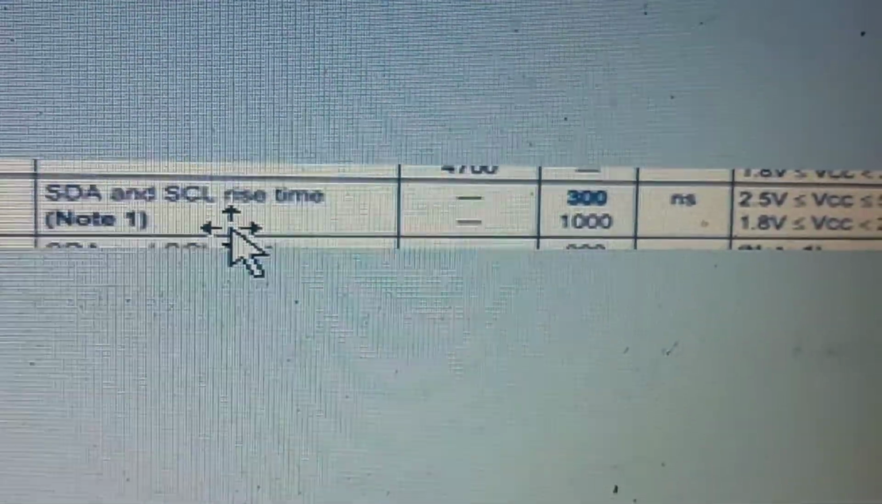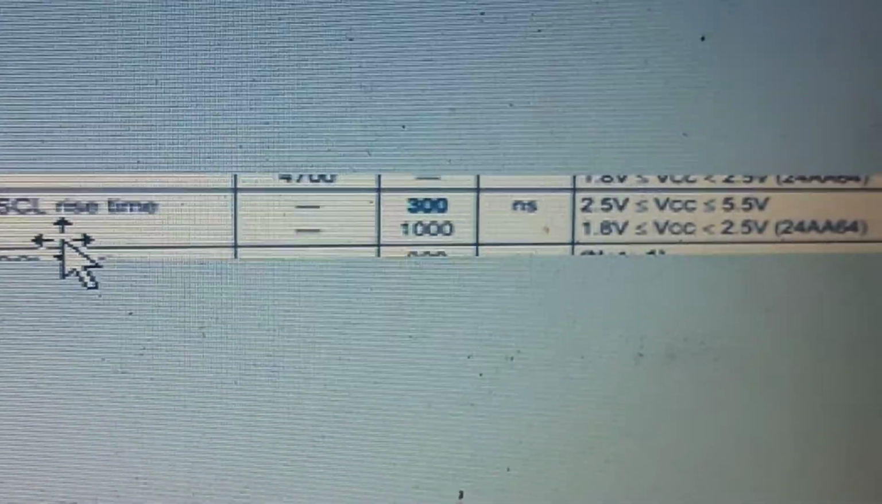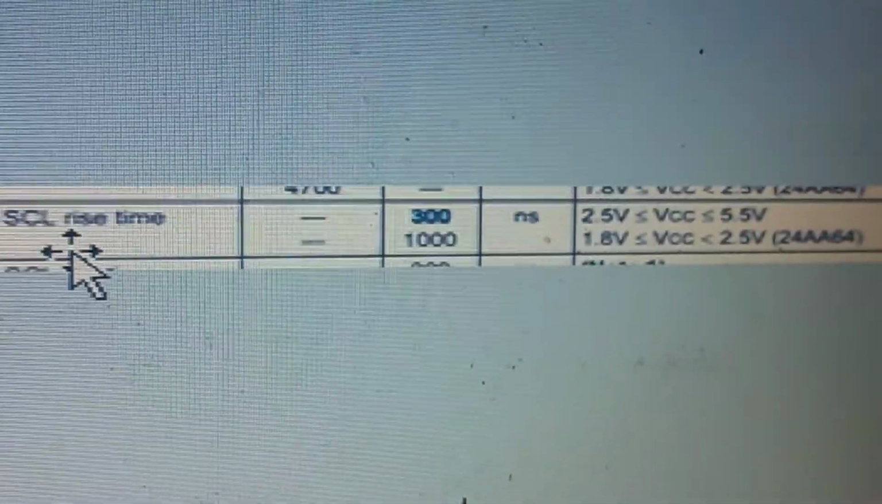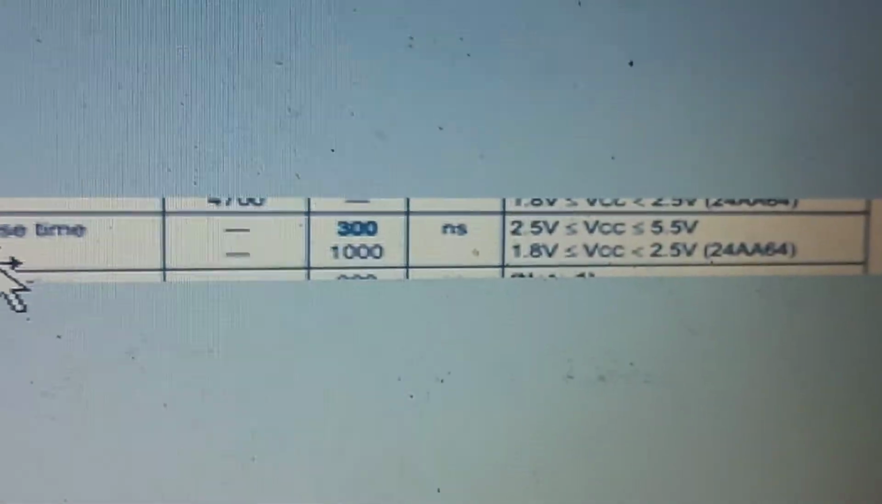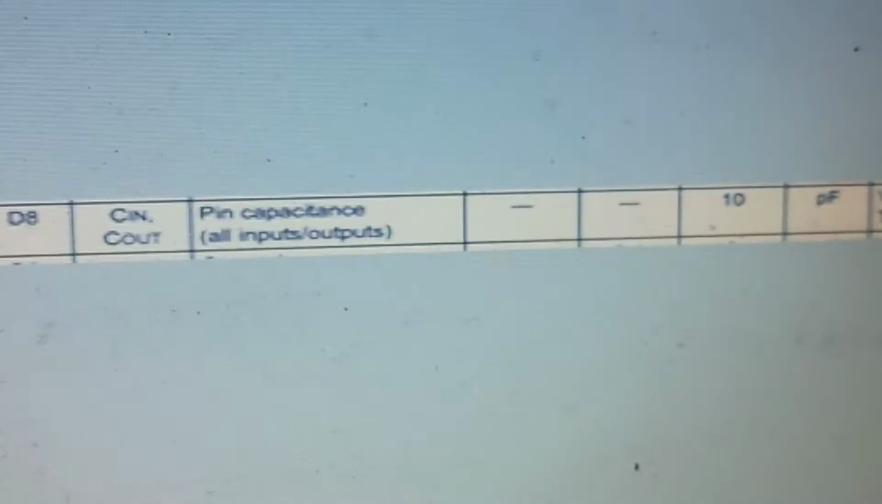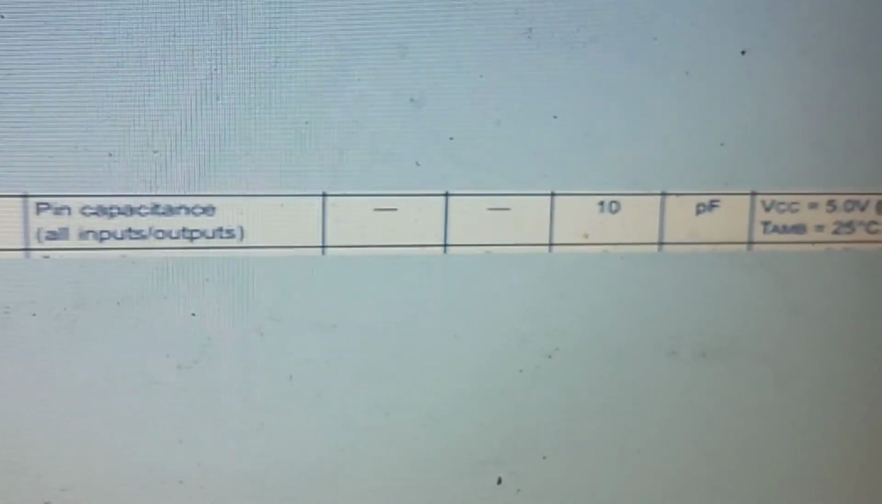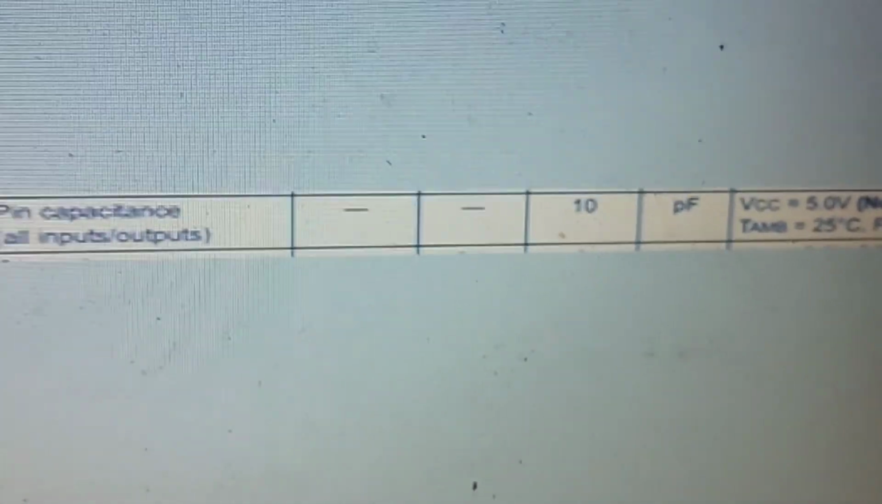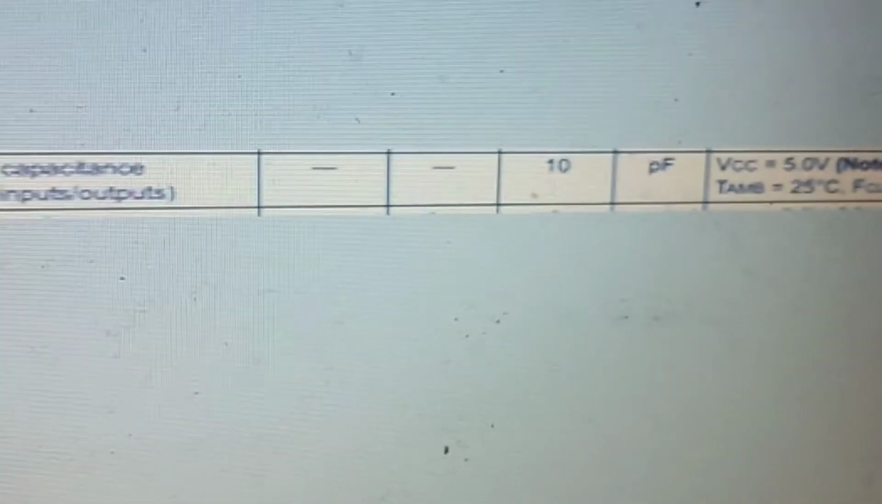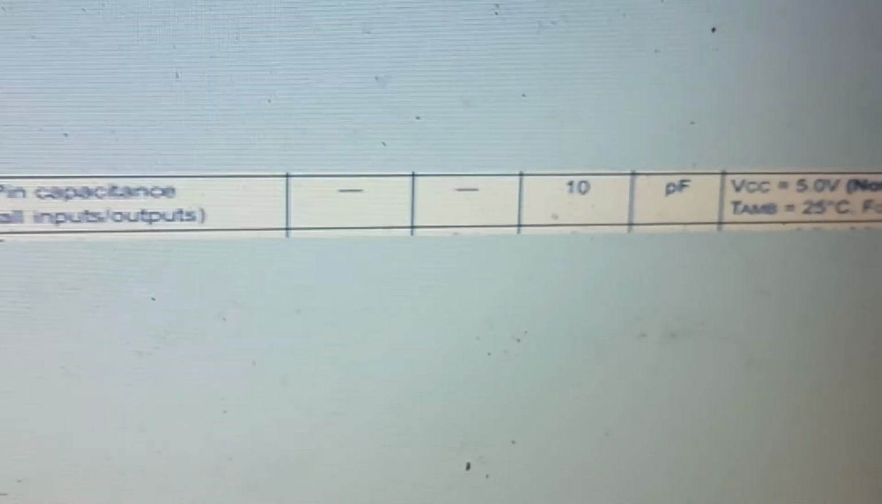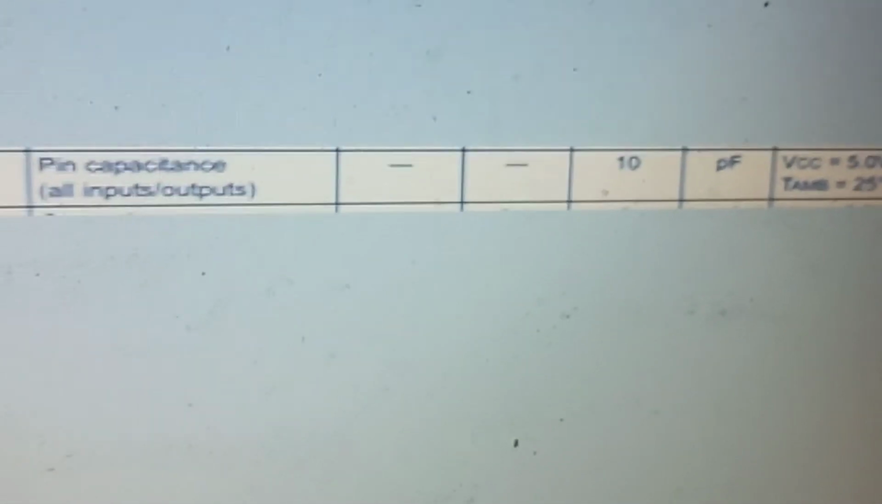Now the SDA and SCL rise time, the 300 nanoseconds, will be there. The voltage is 2.5, VCC is 5.5. As I said in the previous section, the bus capacitance is called CB. Here a pin capacitance will be there, which is 10 picofarad. One pin is 10 picofarad, and if we are using maybe 4 devices, that means 40. Then the bus trace, that is the line, is about 100 picofarad. In total we have to use 150 picofarad for the bus capacitance or load capacitance.